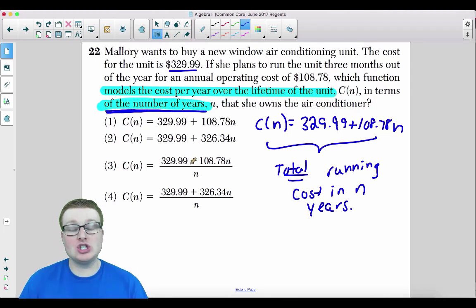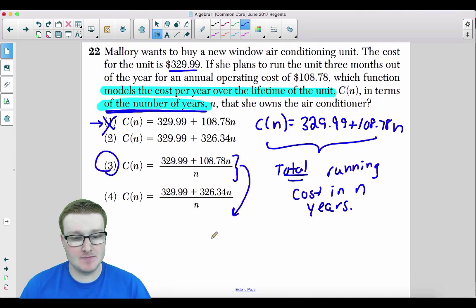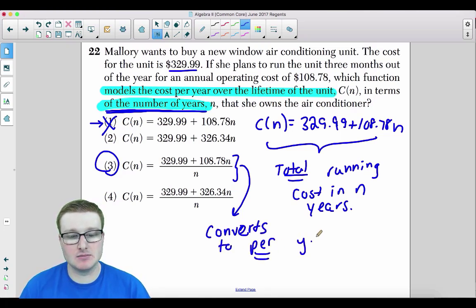So what she wants to do is take her cost function, which is in years, and convert it to per year. Okay? So you would be prone to pick choice 1. That looks like a really good answer. But unfortunately, that is not the answer. Your answer is actually choice 3, because choice 3 converts to per year.